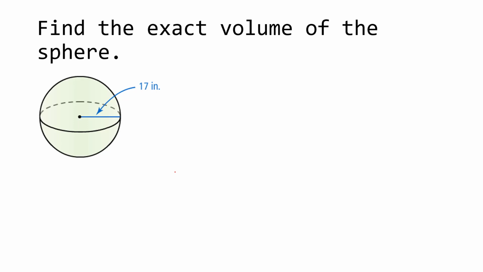Let's try another. Find the exact volume of the sphere. So again, we're going to start with our volume formula. And our volume formula is V equals 4/3 pi r cubed. And we plug in what we know. I see that I have a half line represented. It's identified as 17 inches. So volume is equal to 4/3 times pi times 17 cubed.